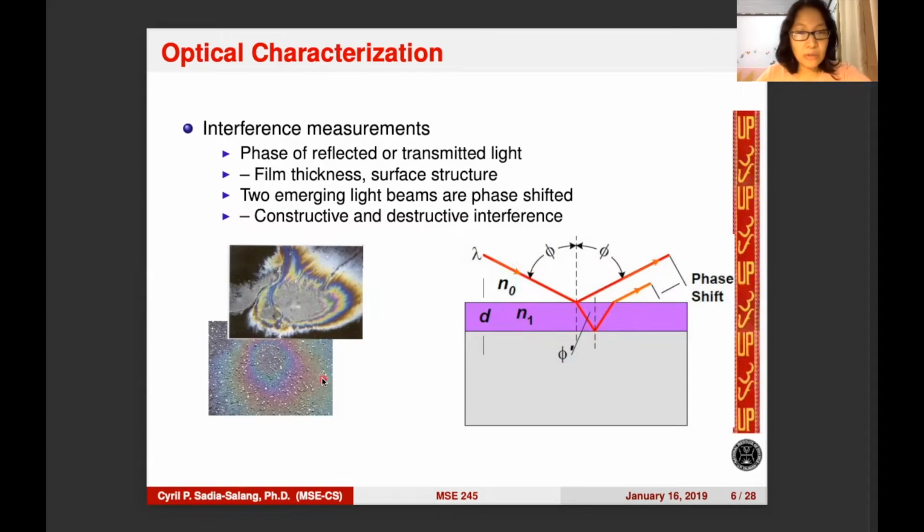Back to the photo on the left side. We have here fuel on top of water, creating a thin film, and the thin film interferes with the light, producing different colors. The different bands of colors represent different thicknesses in the film. This phenomenon is what we call thin film interference.